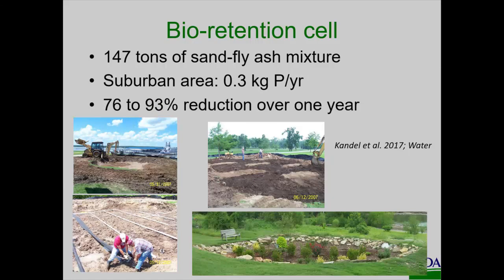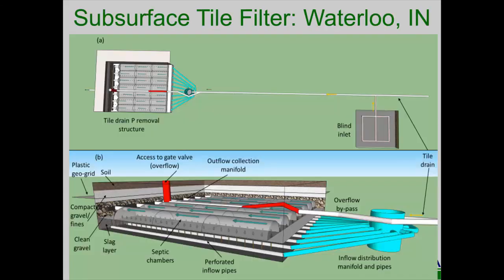Bioretention cells. This is an urban best management practice, kind of a temporary storage of storm flow water and then filtered through the soil. You replace that soil with a PSM, and it becomes a P removal structure. So we built several of these in eastern Oklahoma: 147 tons of a sand-fly ash mixture, 95% sand, 5% fly ash. They work quite well. Don't ask me how much they cost. I didn't have the budget for that one.